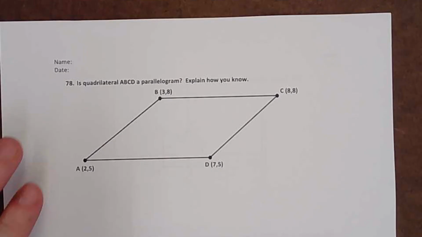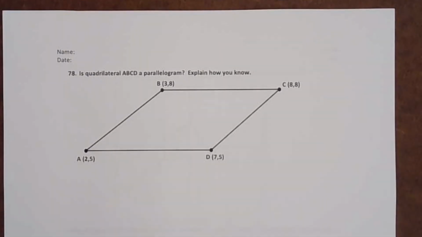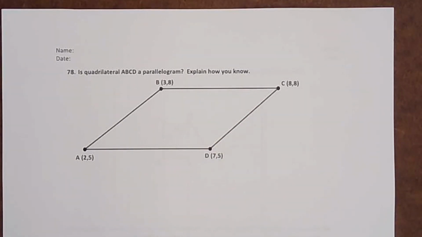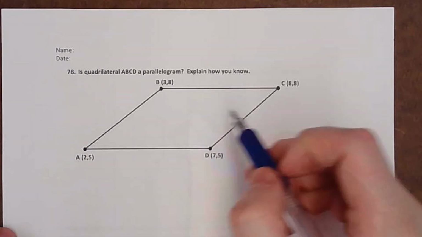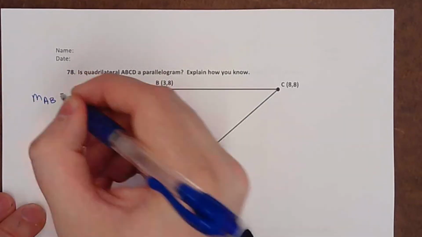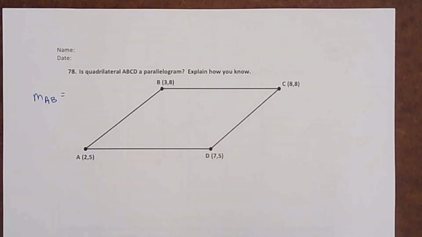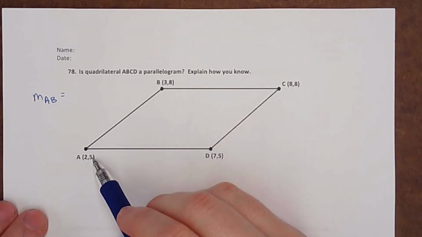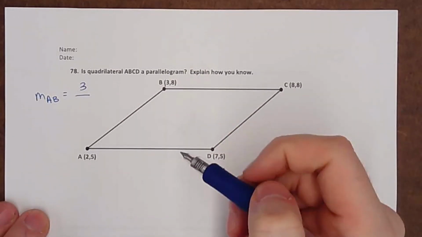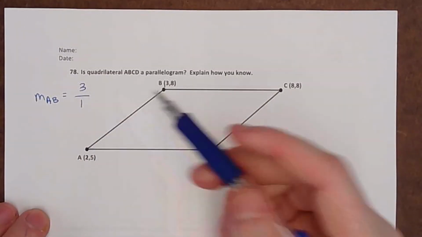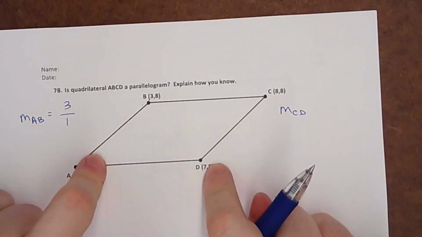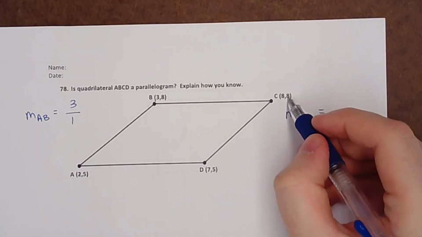All right, we're almost done. Is this a parallelogram? Well, we need to know if the sides are parallel, right? So we need to check to see if the slope is the same for AB and DC. The slope of AB is the y's over the x's, right? So what's 8 minus 5? 3. What's 3 minus 2? 1. So the slope of AB is 3 over 1. Let's find the slope of CD. We want to make sure these two match. Well, for the slope of CD, what's 8 minus 5?